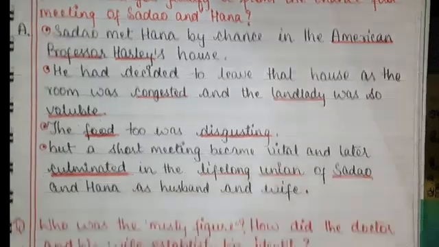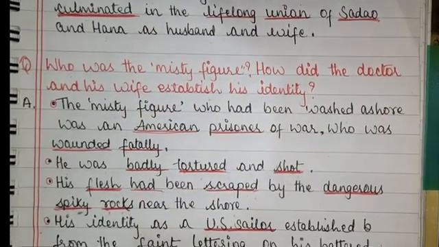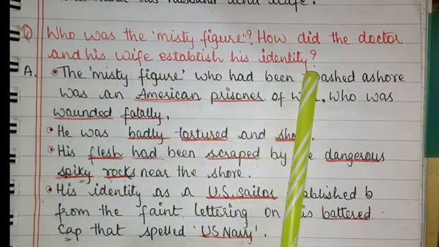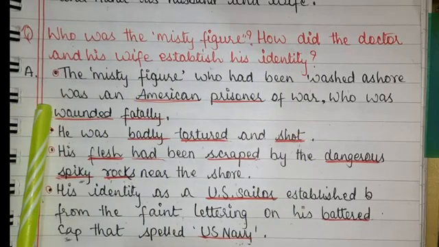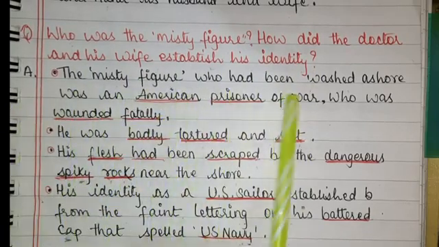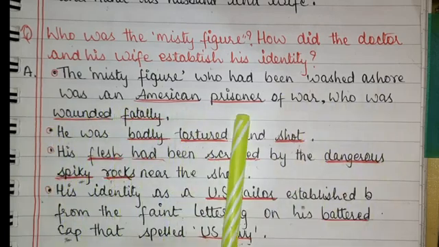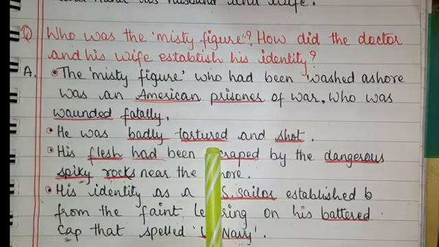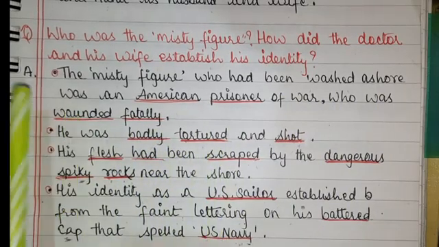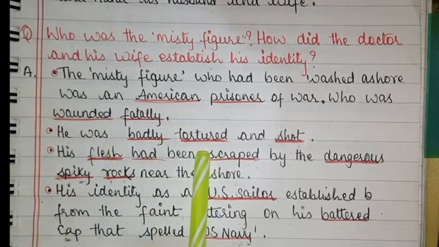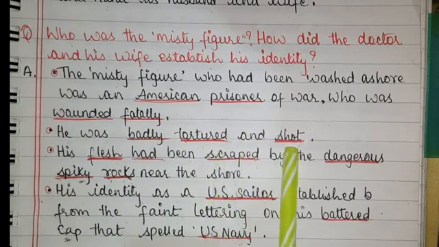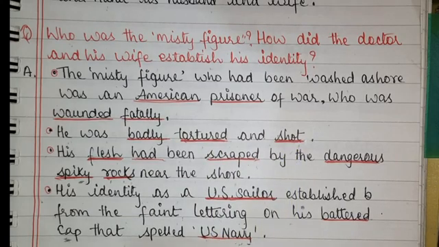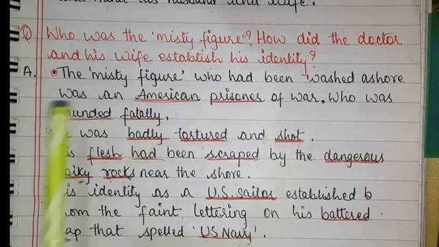Let's move to the next question. Who was the misty figure? How did the doctor and his wife establish his identity? The first point in the answer should be that the misty figure who had been washed ashore was an American prisoner and he was badly wounded. The next point should be that he was tortured as well. He was wounded by the sea, but he was tortured by the Japanese troops. Not only that, he was shot from behind. Maybe he was trying to escape from the prison, and that is why he was shot from behind. But somehow he was saved.